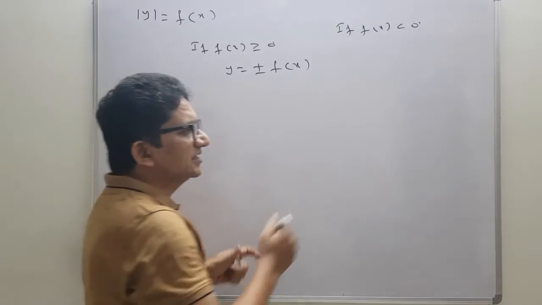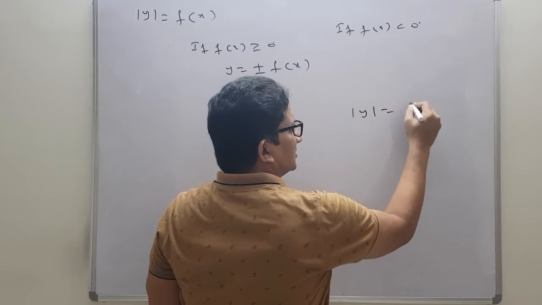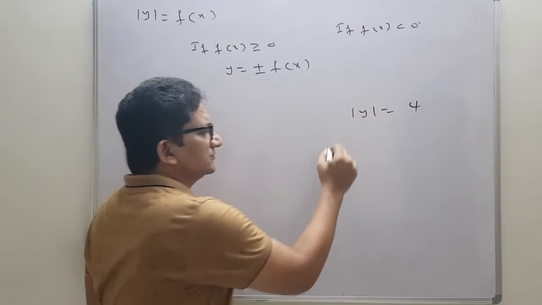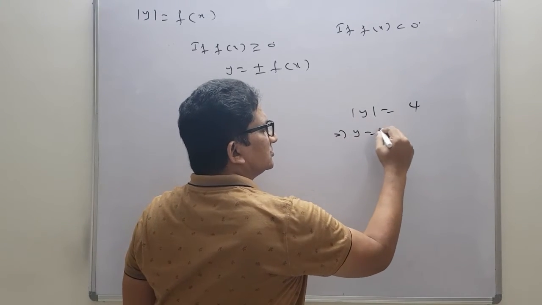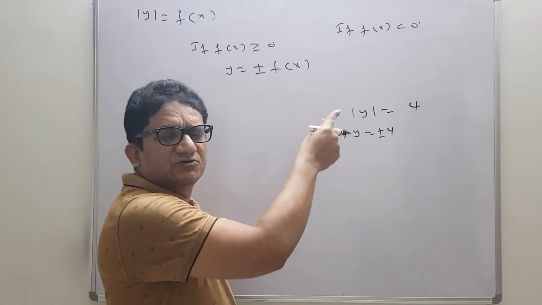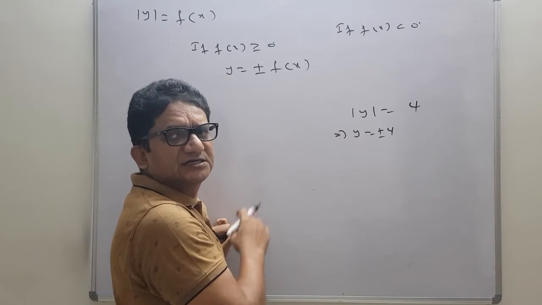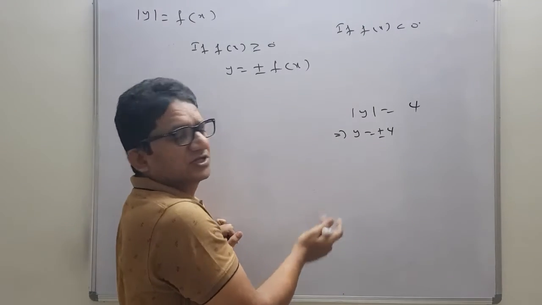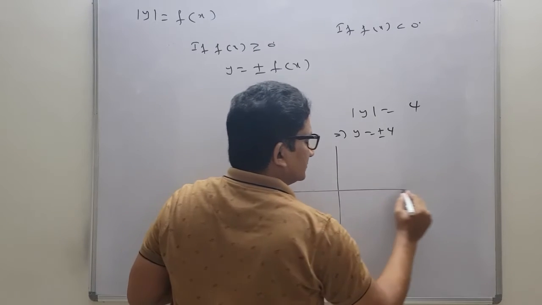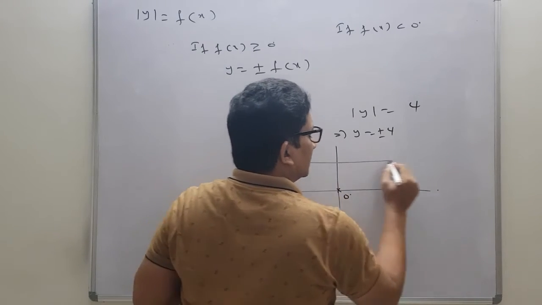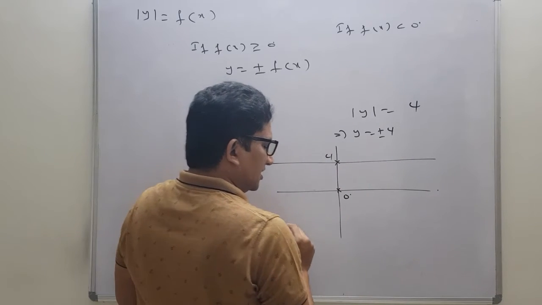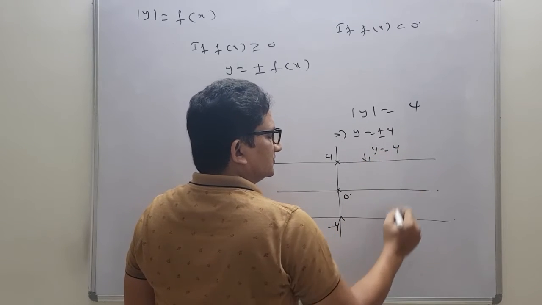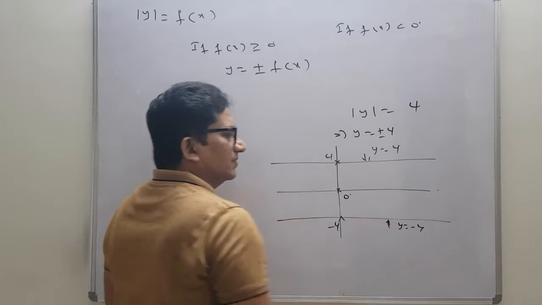For a simple example, take modulus of y equals to 4. We know that modulus of y equals to 4 can also be written as y equals to plus or minus 4. And y equals to plus or minus 4 represent two straight lines which are parallel to x axis. One is above the x axis and the other one is below the x axis. So like this, if you have 0 here, you will get the line at 4 units, and here you will get one more at minus 4 units.